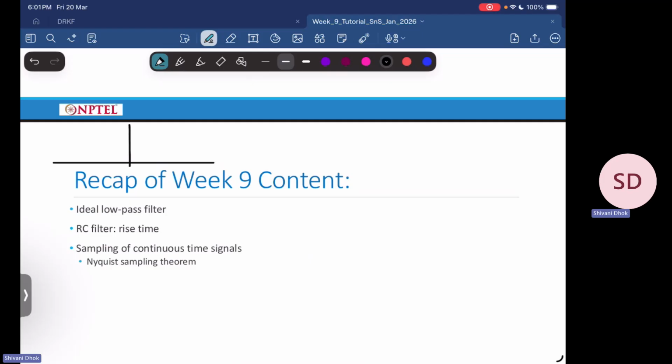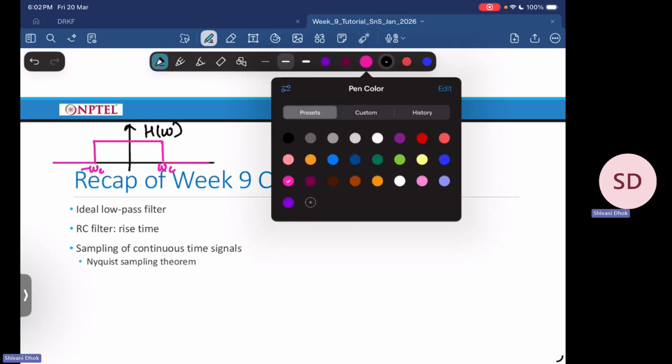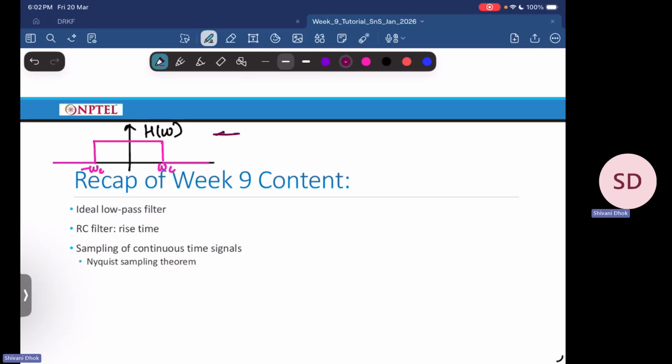An ideal low-pass filter has a frequency domain representation something like this. It passes your signal completely for a particular band of frequencies, let's say from minus omega c to omega c, and otherwise it does not allow any other frequency to pass through. This is your ideal low pass filter.